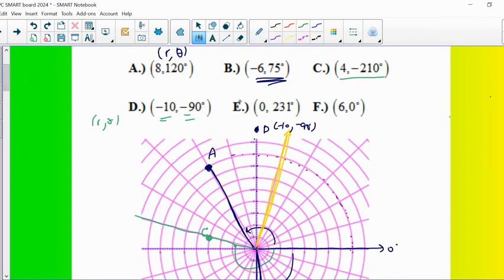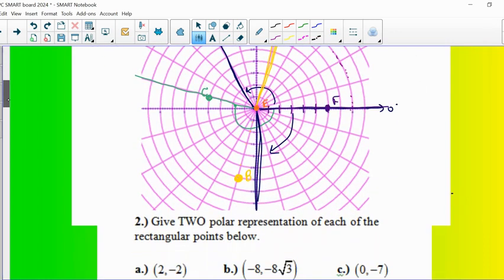Well, a radius of 0, and it doesn't really matter what your angle is. With a radius of 0, you are still going to be at the pole, right? So there's E, 0, 231. Face 231 degrees and go nowhere. And then the last one for F, we have 6 comma 0 degrees. 0 degrees, remember, is right here. We count out 6, 1, 2, 3, 4, 5, 6, and we put F right there. So really the point of that example is just to get used to going forwards and backwards with a radius, as well as with an angle, which we kind of already know.